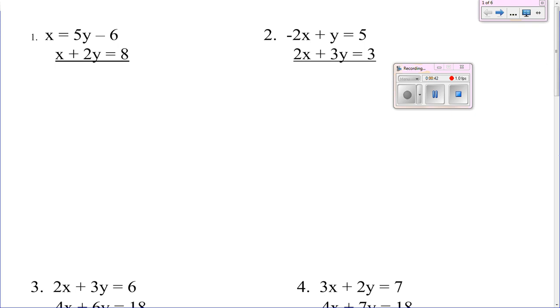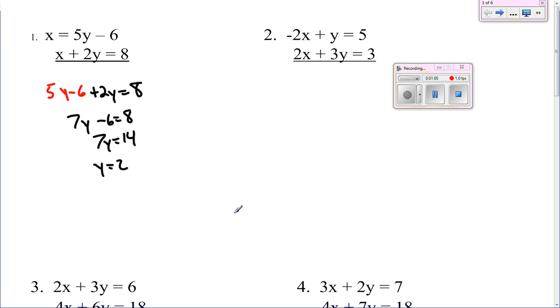So it's 5y minus 6 plus 2y equals 8. It gives us 7y minus 6 equals 8. Add the 6 over, 7y equals 14. Divide by 7, y equals 2. Take that y equals 2 and plug it into the top equation. You get x equals 5 times 2 minus 6, which is 4. So your answer would be 4, 2.